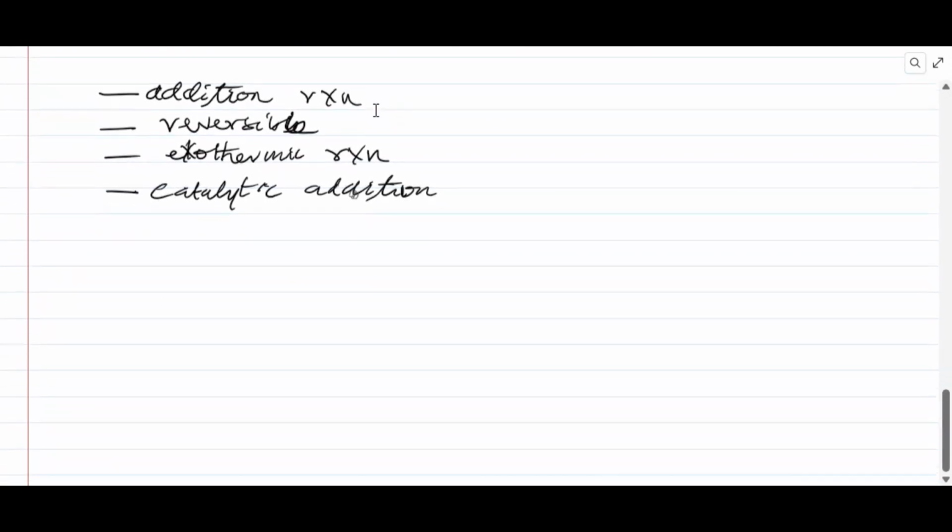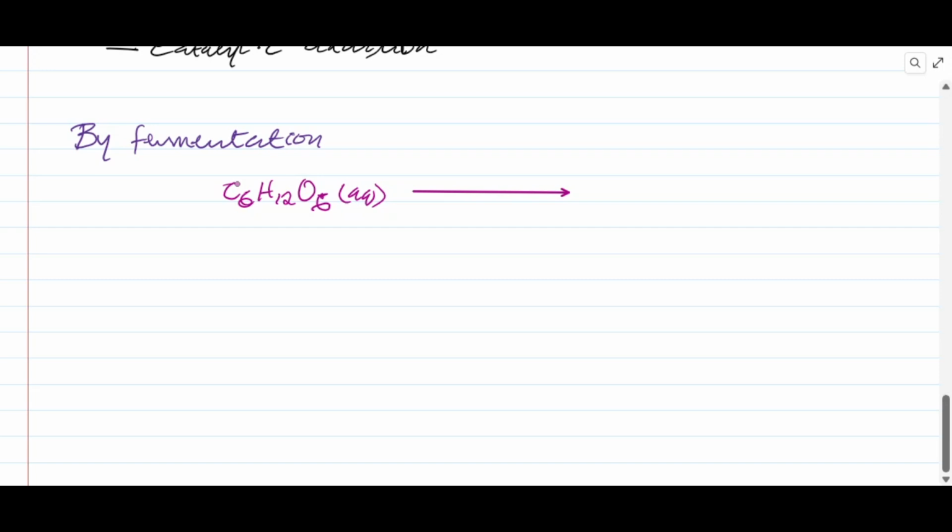The second way of making ethanol is the biological way, by fermentation. By fermentation, we make ethanol from glucose using yeast in the absence of oxygen. Remember, yeast is a mass of living cells, and the enzymes in the yeast are the ones that catalyze this reaction. So let's look at the equation for this reaction. C6H12O6. This glucose is dissolved in water, so it is in aqueous solution. What catalyzes this reaction is the enzyme in the yeast, so you have to mention it.